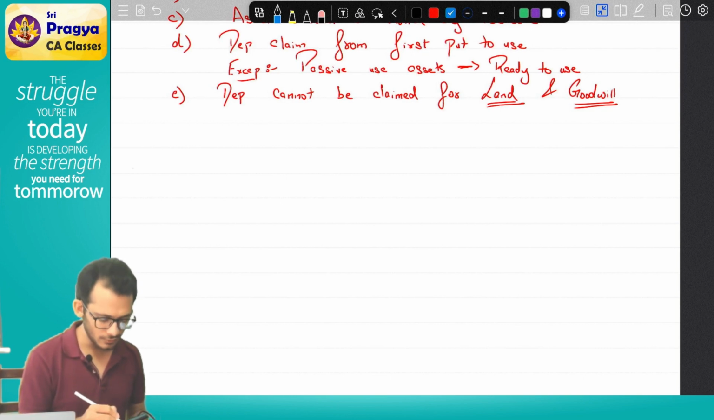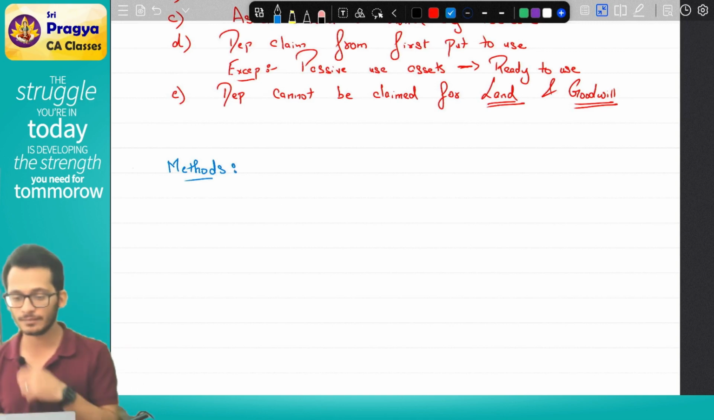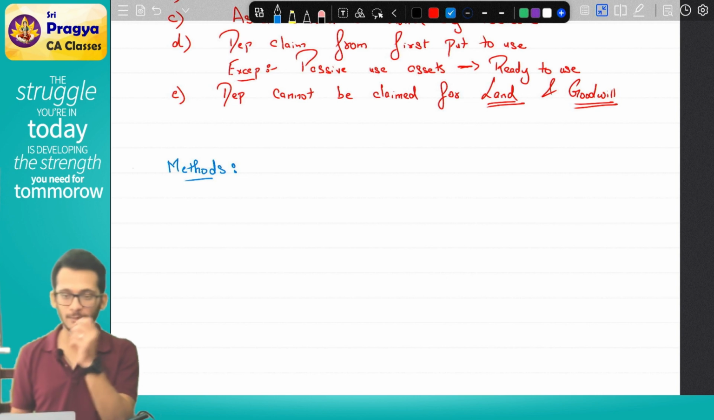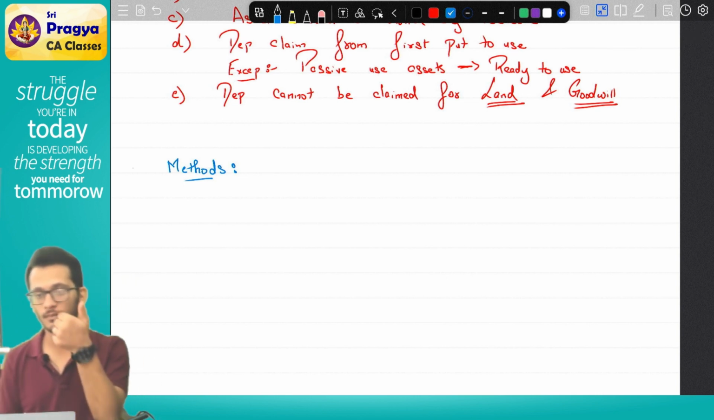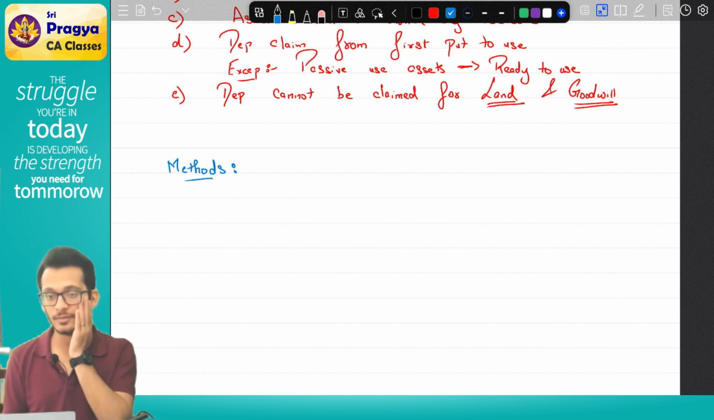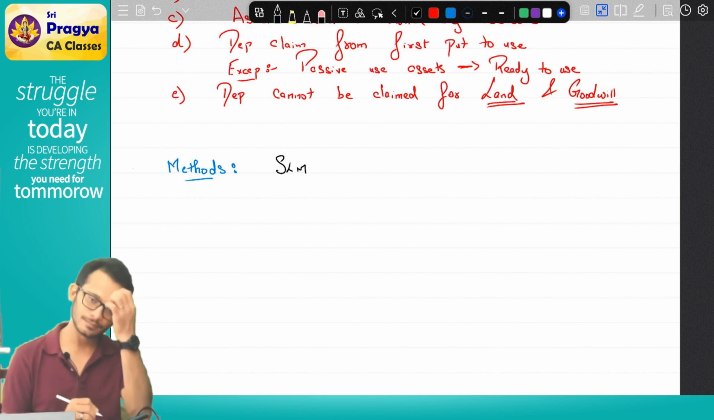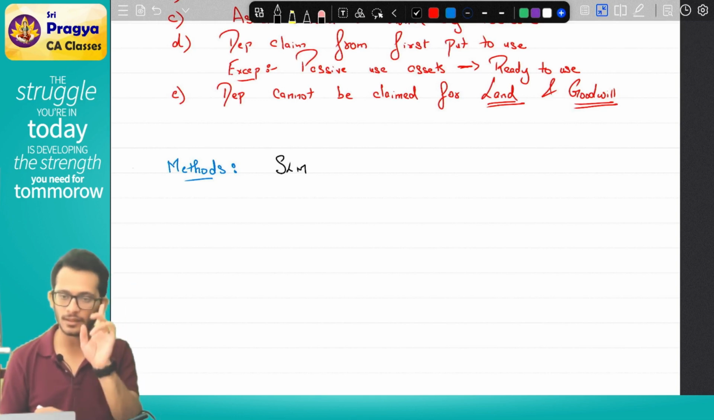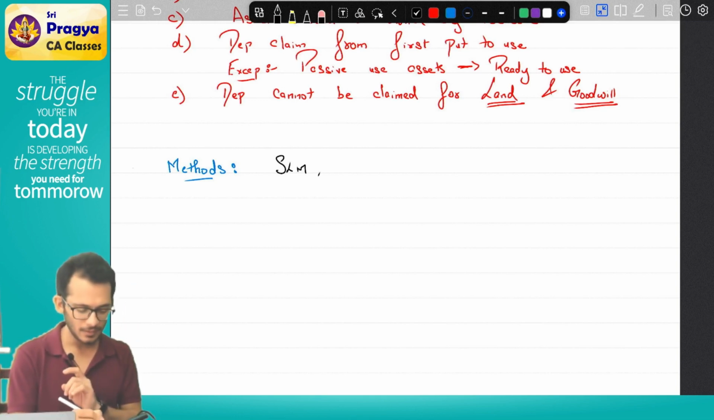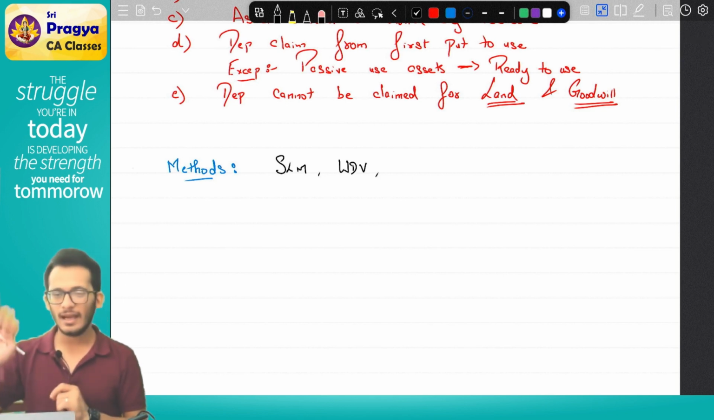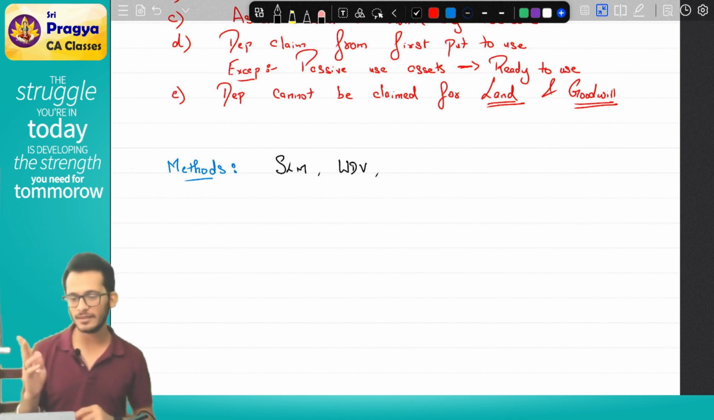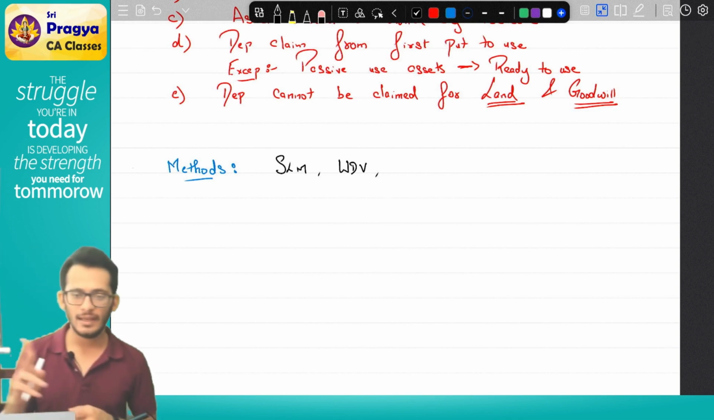Now, if you want to do depreciation in accounts, what methods can you claim? What are the methods of depreciation in accounts? You have SLM, you have WDV, yes or no? And then you have some more methods, high accelerated depreciation method, annuity method, this method, that method. Most commonly used are SLM and WDV.